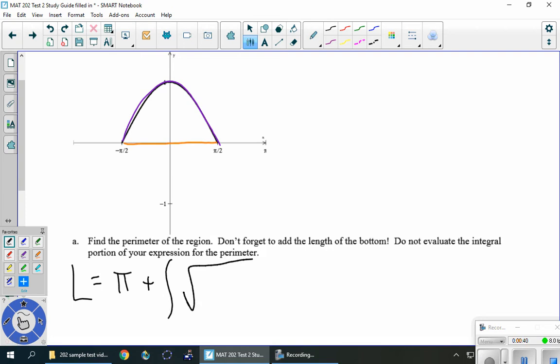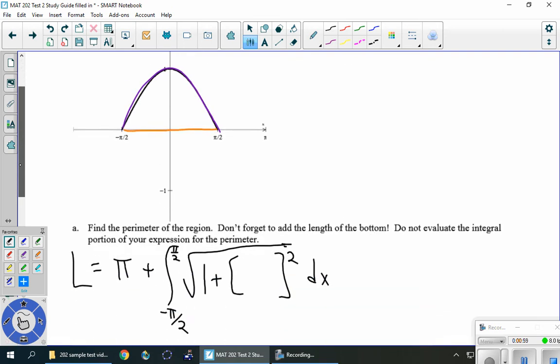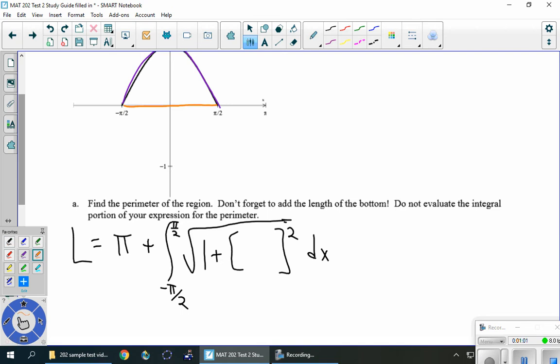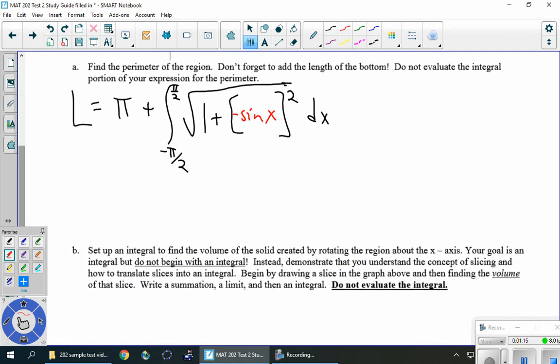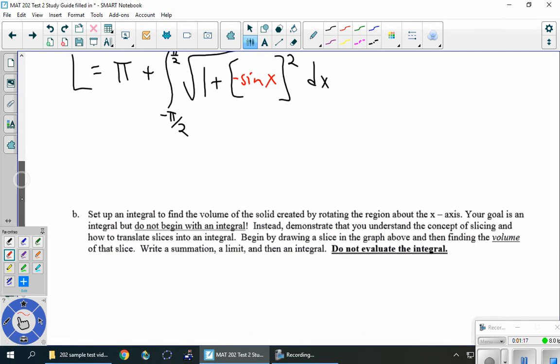It's the integral of the square root of 1 plus something squared dx. So let's fill in the limits here. The limits are just from minus pi over 2 to pi over 2. And then the something is supposed to be the derivative. The derivative of cosine is negative sine, so in here, negative sine of x gets squared. You could rewrite it as 1 plus sine squared of x, but ultimately we're not going anywhere with this. You could type it on the calculator if you want to know the value, but I think we're good there.